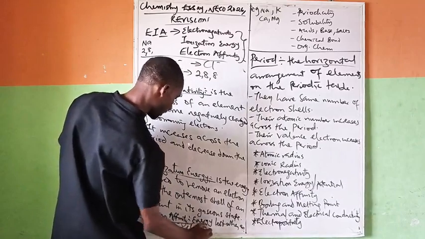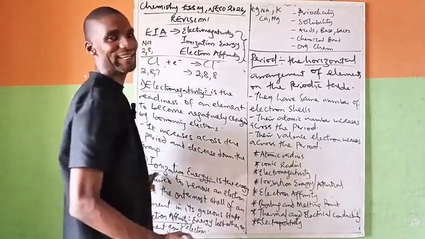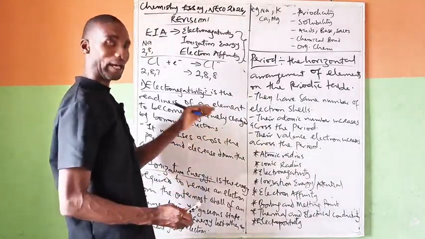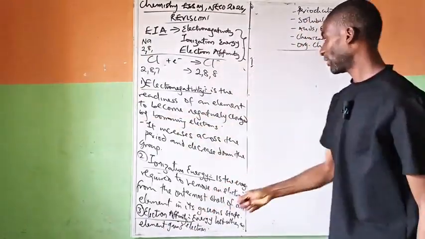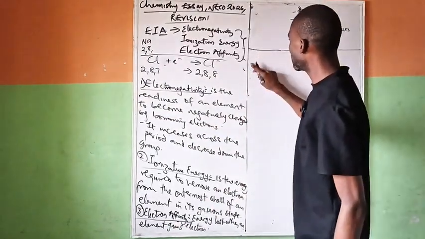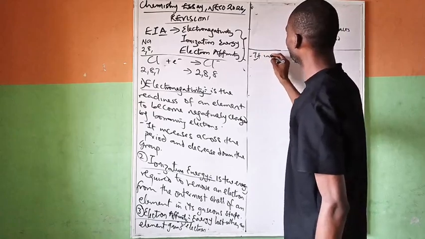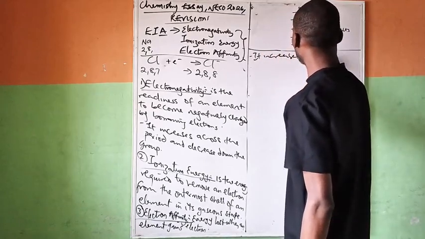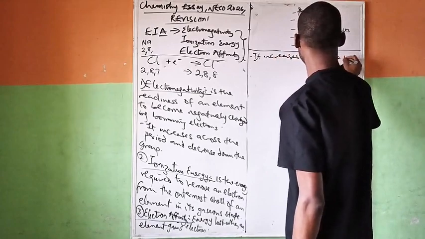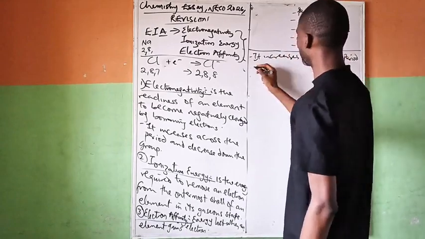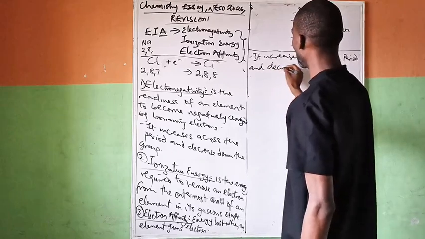Now this property also, it increases across the period and decreases down the group. I said for electron affinity, it increases across the period and decreases down the group.